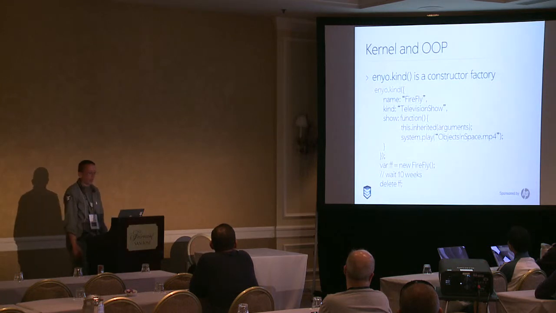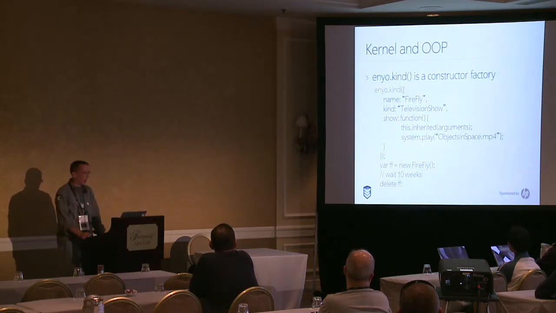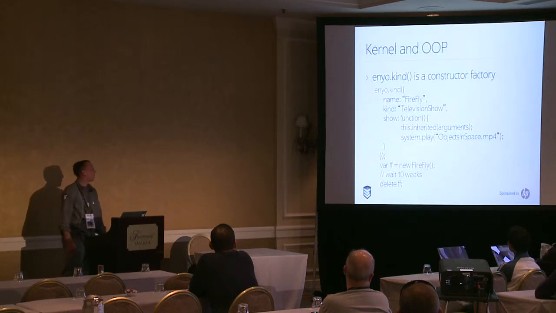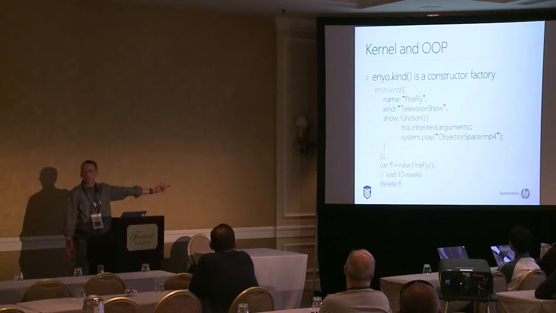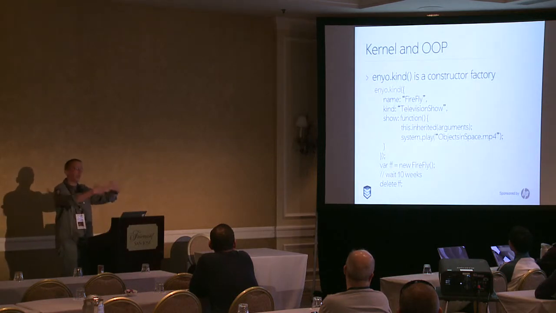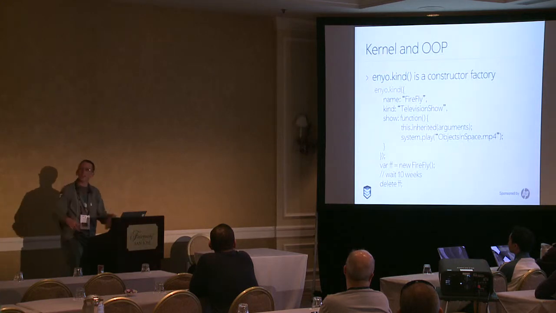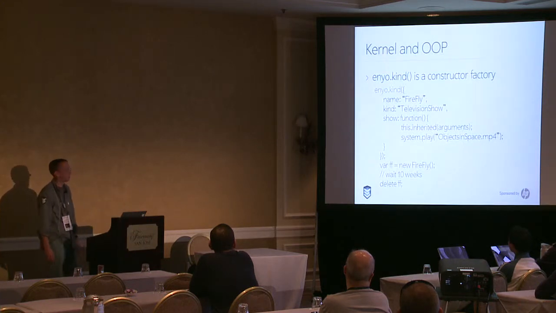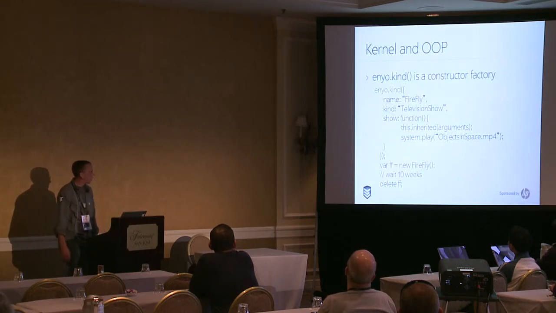So I stole this example from our lead architect because I thought it was hilarious. I'm going to make a new kind called Firefly, and I'm extending an already existing kind called television show. This is how you can enhance existing kinds. We call that the super kind. In this case, the super kind is the television show. I'm going to have a function for my Firefly called show, and whenever I run it, I'm going to play this little video.